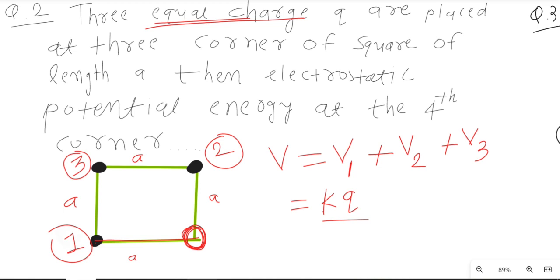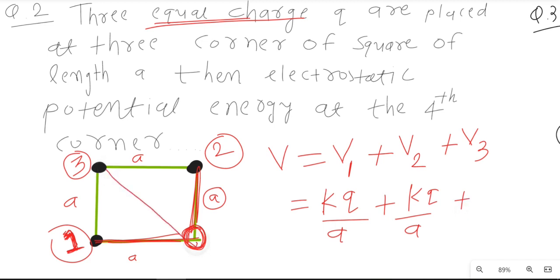So the first charge is here, and it has distance a, so it will be KQ divided by a. The second charge also has distance a, so it will also be KQ divided by a. But the third charge has this distance, and from the Pythagoras theorem it must be root 2 a. So here I will write KQ upon root 2 a.